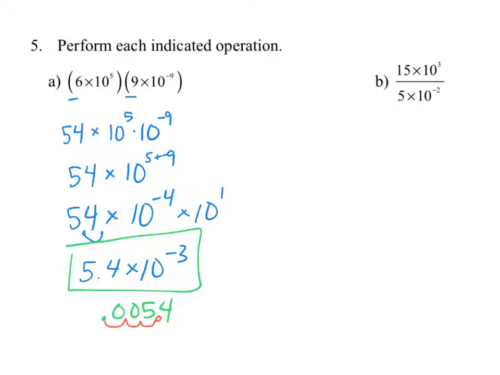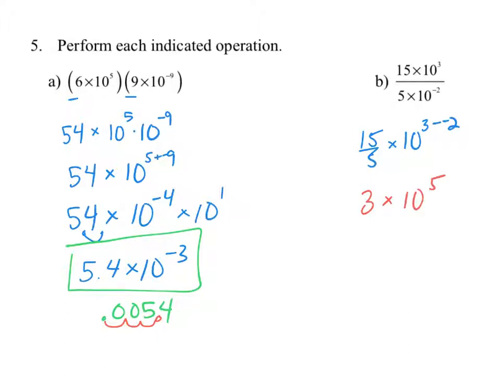Let's divide 15 times 10 to the third by 5 times 10 to the negative 2. We can divide 15 divided by 5 times 10 to the third divided by 10 to the negative 2. Using the quotient rule for exponents, we can write this as 10 to the 3 minus the negative 2. Simplifying this, we get 3 times 10 to the 5th power.